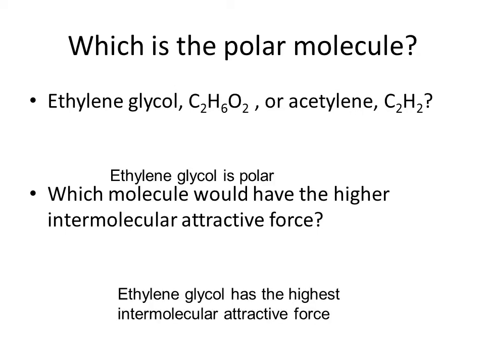To do this problem, again, we look at the structure of the molecules. Although these molecules are not written out, we do have a structure here that we can see that there are oxygens in this molecule. This molecule has no oxygens in it. This molecule, because it has oxygens, is going to be a polar molecule. This molecule is all carbon-hydrogens, and so is nonpolar. Because ethylene glycol is polar, we now know that it has a higher attractive force.